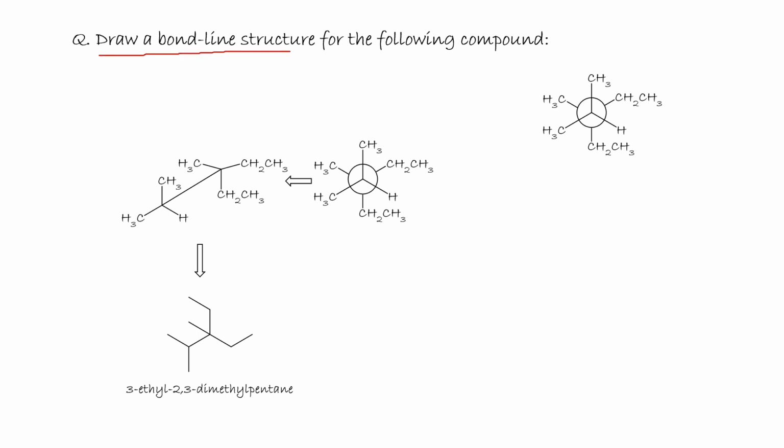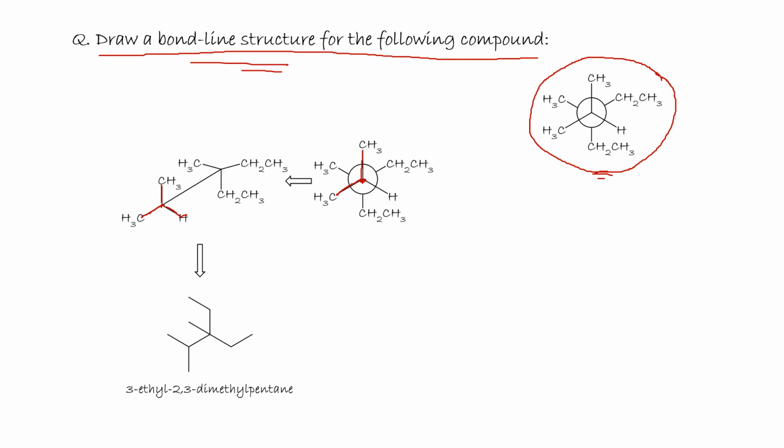Draw a bond line structure for the following compound. This is a Newman projection for the compound. I'd like to transfer this structure, Newman projection, to a line structure. We recall that this is the front, okay? So I first transfer this to what we call a sawhorse type structure. This is the front carbon carrying 2 CH3 and 1 H. So that's CH3, CH3, and 1 H.